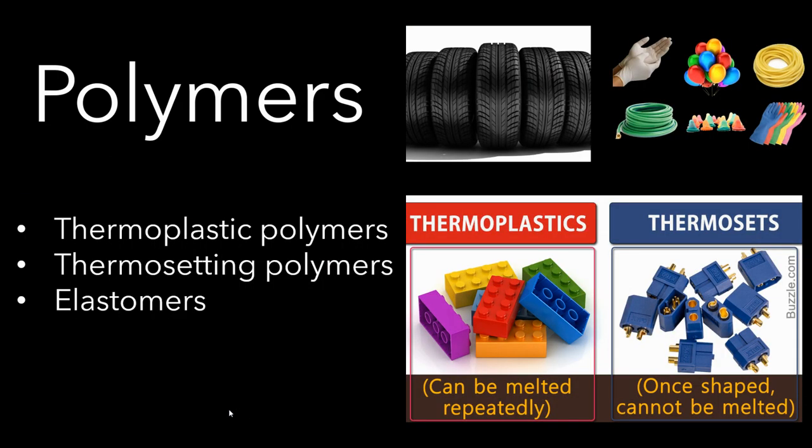The three categories of the polymers are the thermoplastic polymers, which can be subjected to multiple heating and cooling cycles without altering the molecular structure. We have the other type, which is the thermosetting polymers, where the molecules chemically transform into a rigid structure and cannot be reheated. And we have the elastomers, which show a significant elastic behavior.